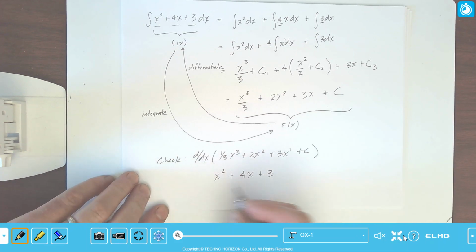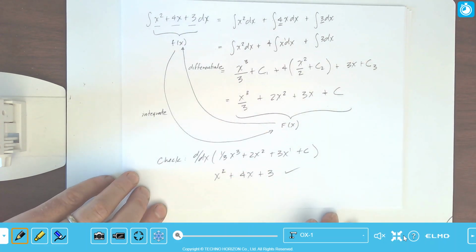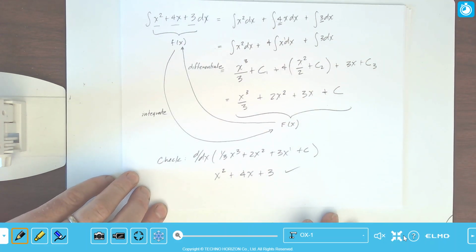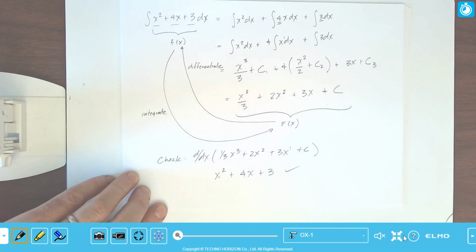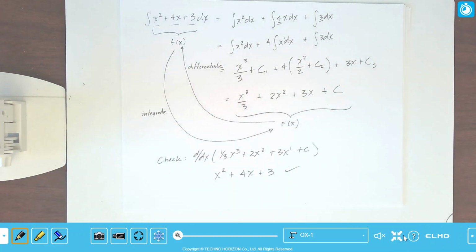So indeed, what we get as a derivative is exactly what it should be, the function that we started with when we integrated. And so that must mean that what we got here is correct. All right, there's your first antiderivative. Let's go ahead and try a different one.